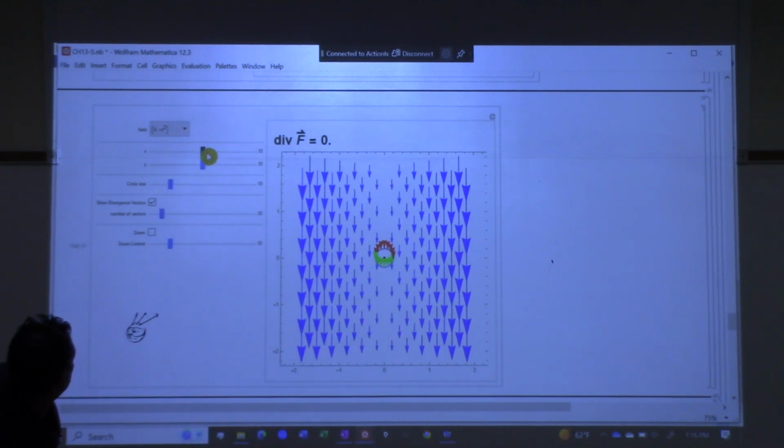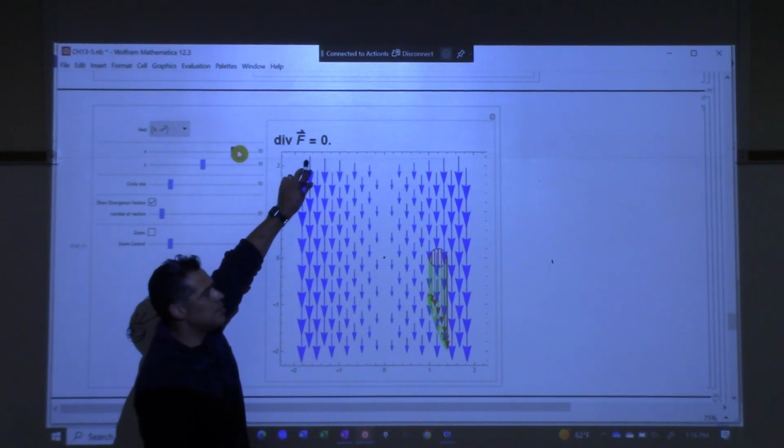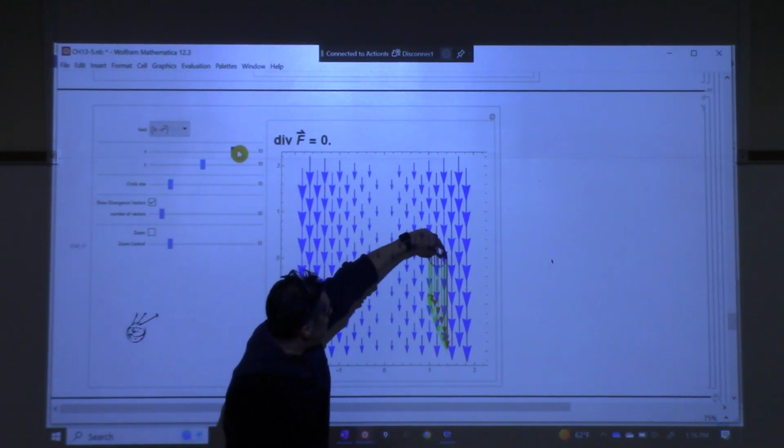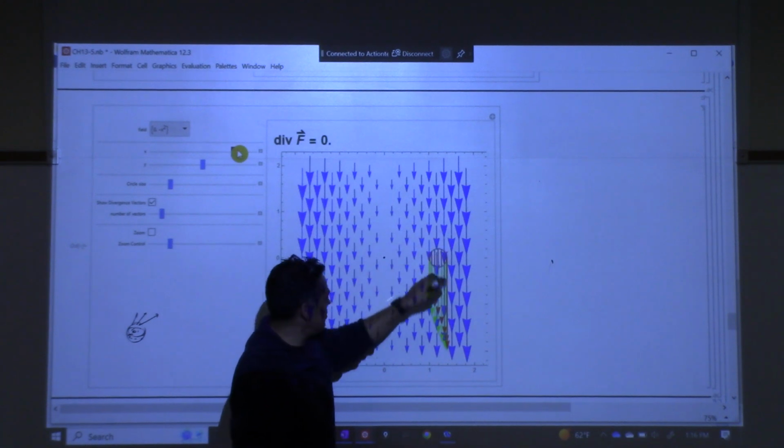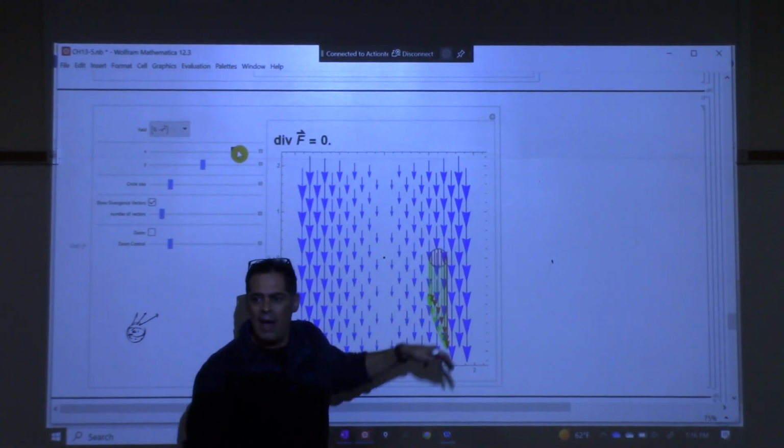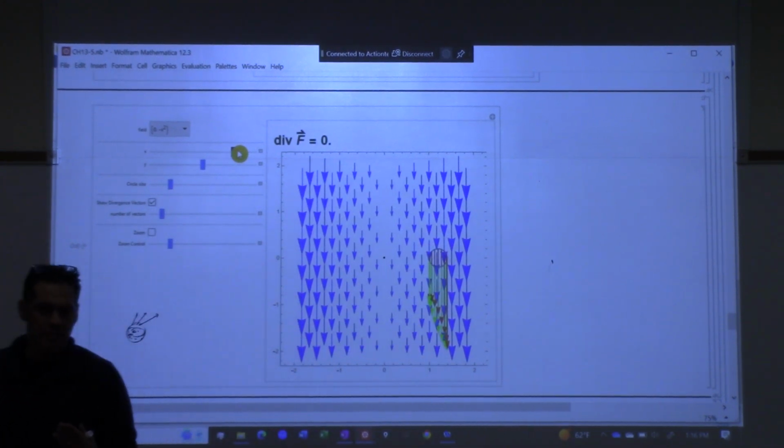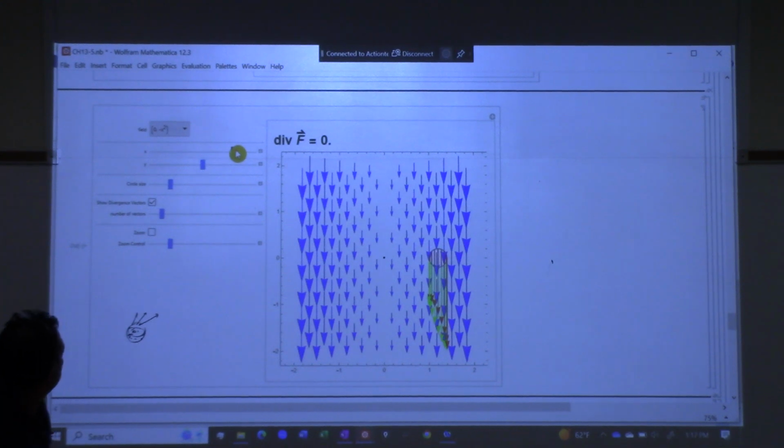If I move this to a different place in the vector field, still div of 0, right? Still div of 0, because the back side, those are going into the circle, and then on the bottom side, those are coming out, and they're just offsetting each other. So div is 0. This is a pretty boring vector field, it looks like, right? Looks like we're getting div 0 all the time, no matter where I am.